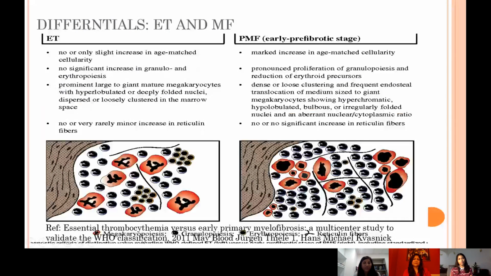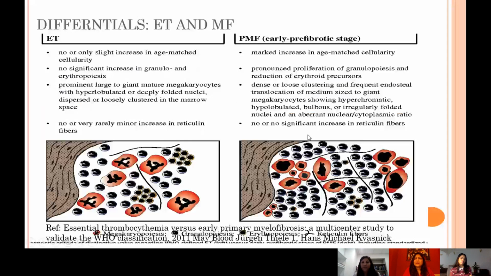So this is a very nice paper. So this paper is essential thrombocythemia versus early primary myelofibrosis, a multicentric study. Excellent pictures. On the left-hand side, you can see, first of all, there is no age-matched cellularity increase. Only we are seeing these megakaryocytes, which are giant, mature, hypermature, hyperlobulated. They have deeply folded nuclei, but in the background, granulocytic and erythropoiesis, they are in proportion. And if we do reticulin stain in these cases, we should not see any reticulin fibers.